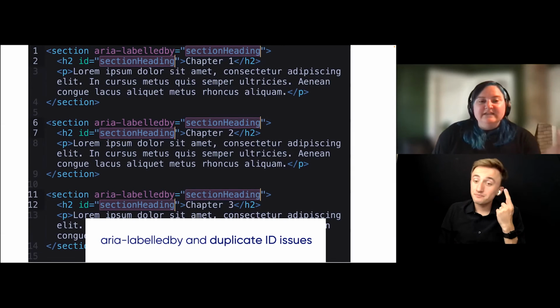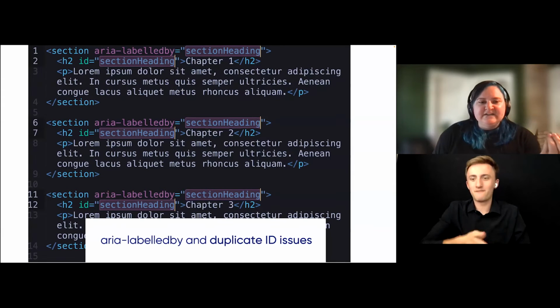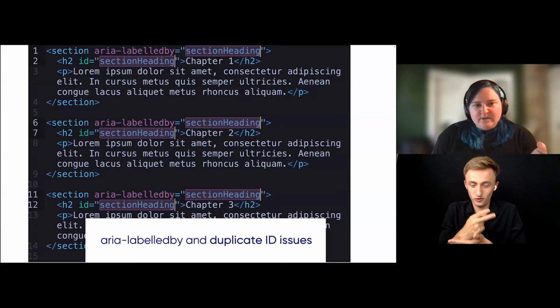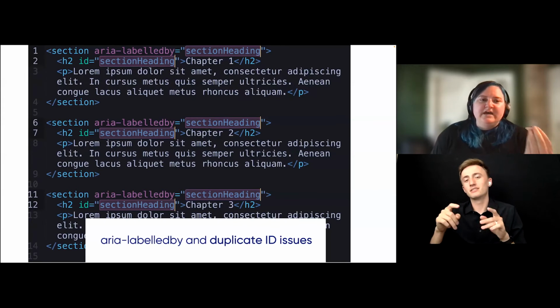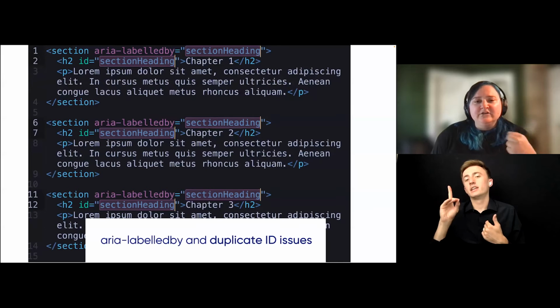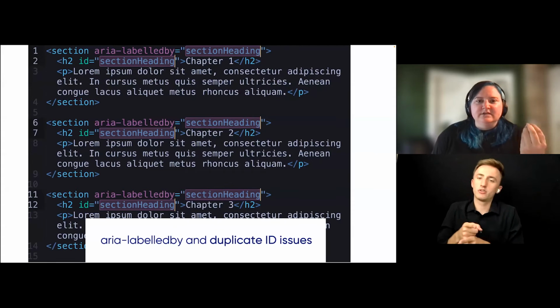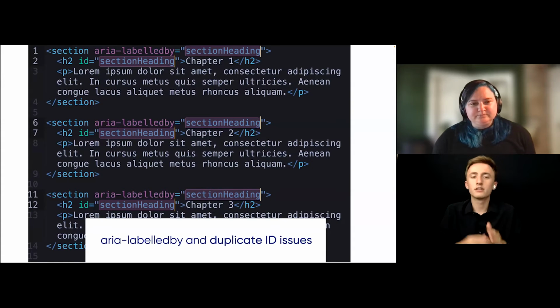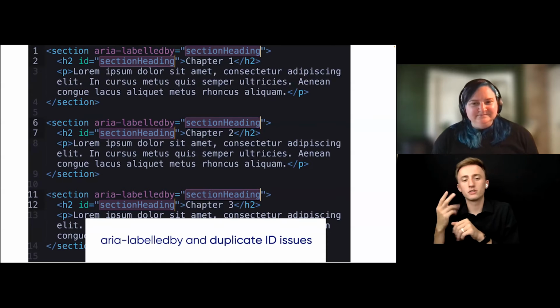We would have to, again, flag this in our code review. IDs have to be unique. If this is the way we want to go, we would have to make those IDs unique in order for this to accurately describe those section accessible names to the end user. More on that soon.